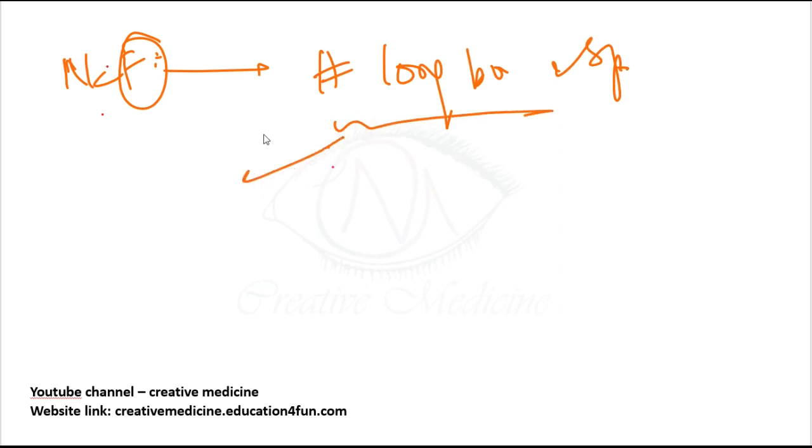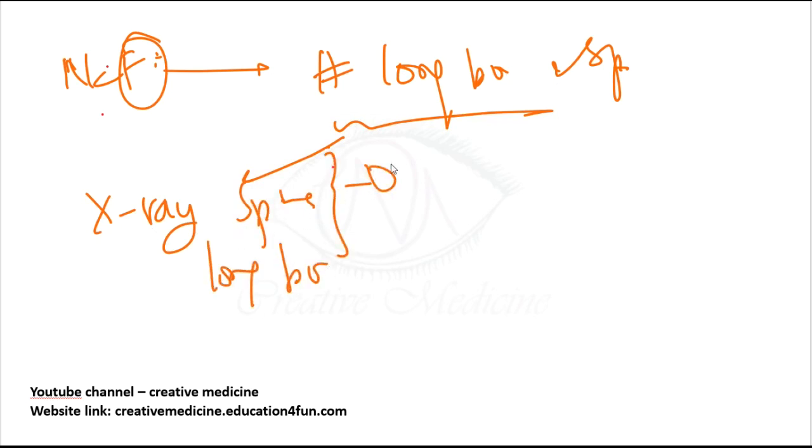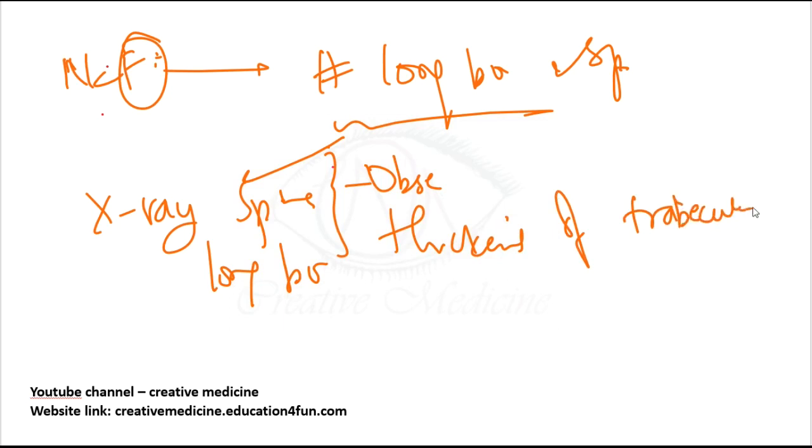So in order to make sure, you should observe the thickness of the bone. That is, by doing x-ray of the spine and x-ray of long bones, you will observe the thickening of the trabeculae. Then what about the indications? In the indications, you can use it in cochlear otosclerosis.